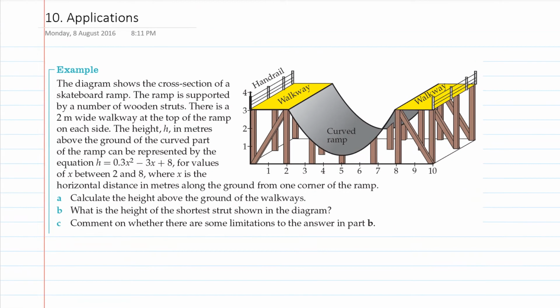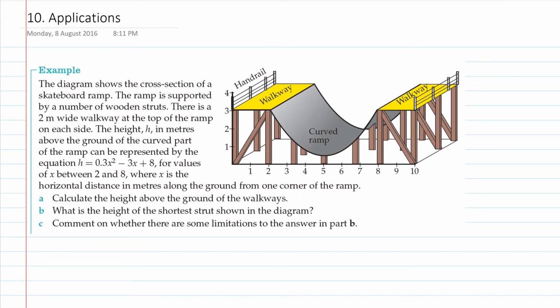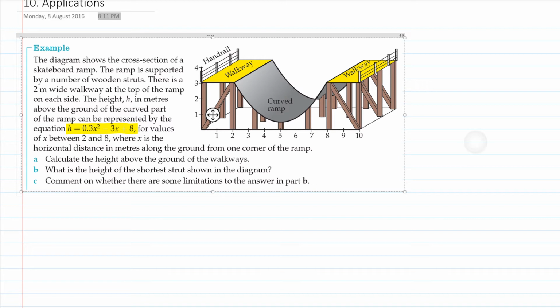In this video we're looking at some applications of calculus, and it's probably best if you pause the video to read through, but essentially it's illustrating this picture that we have, and the curve of the ramp is given by that equation, h equals 0.3x squared minus 3x plus 8. So we have three questions to answer here.